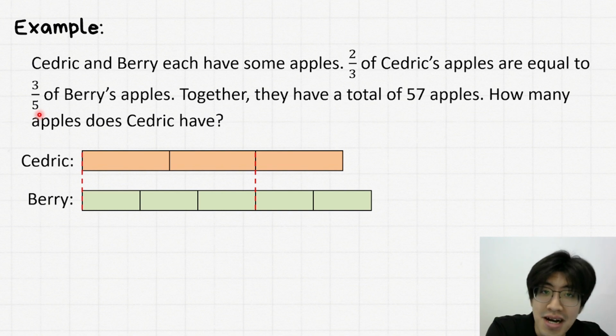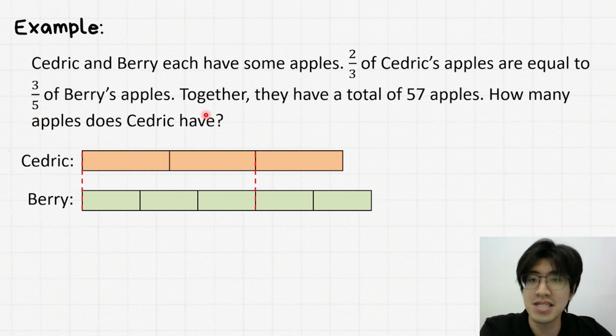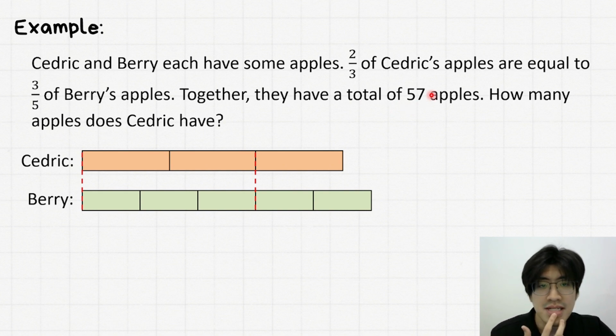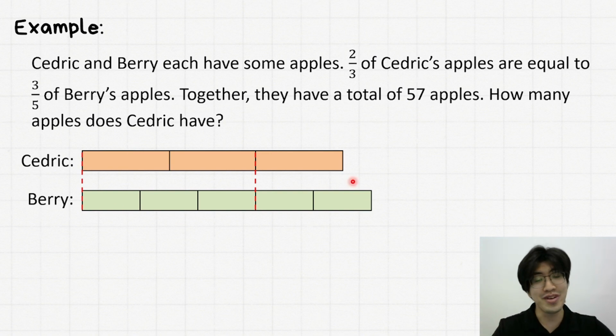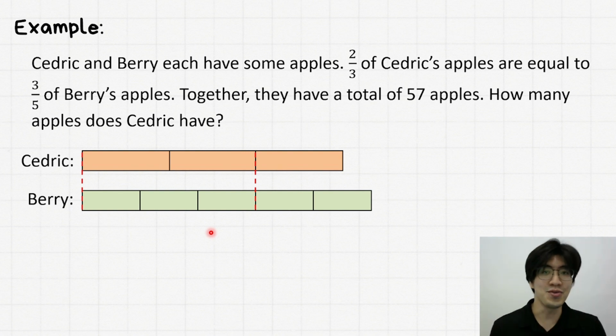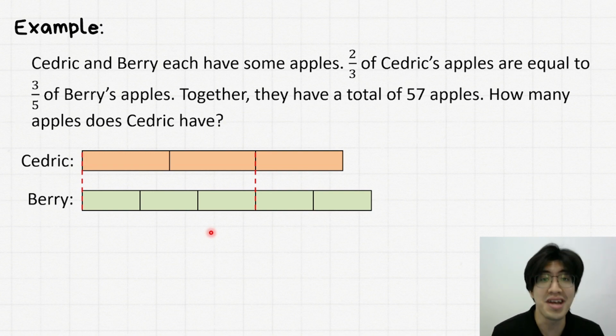So over here, have we solved the problem? Well, let's see. Together they have a total of 57 apples. So, is this 57 corresponding to these 8 units over here? Well, the answer is no, because these 8 units, they're all different sizes. So what can we do? Well, we can slice them into the same sizes so that we can compare.